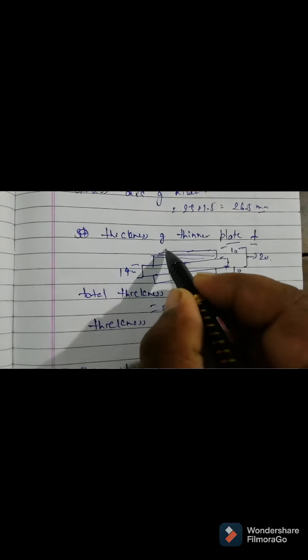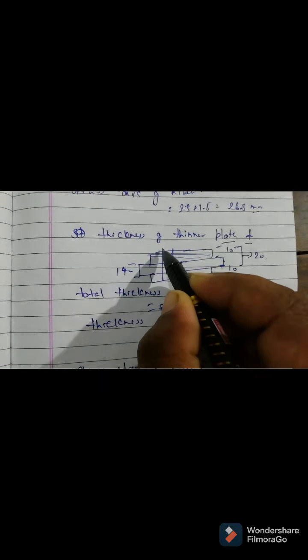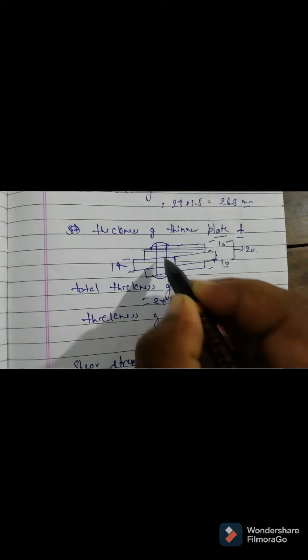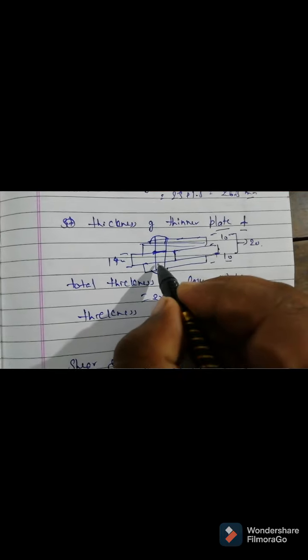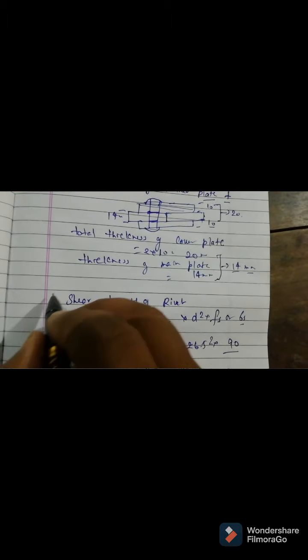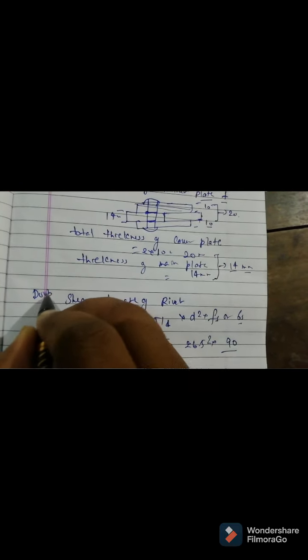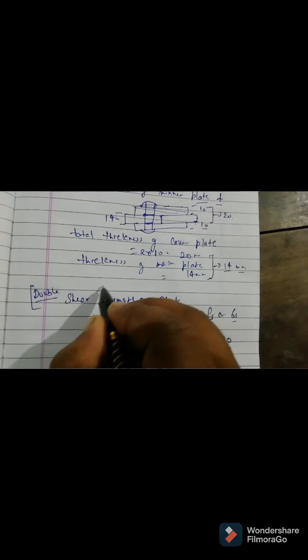Oh sorry, see that here, this is your butt joint. So now here there are two shear planes. The first shear plane is here and the second plane is here. So now multiplied by 2, because here it is the double shear strength of your rivet.